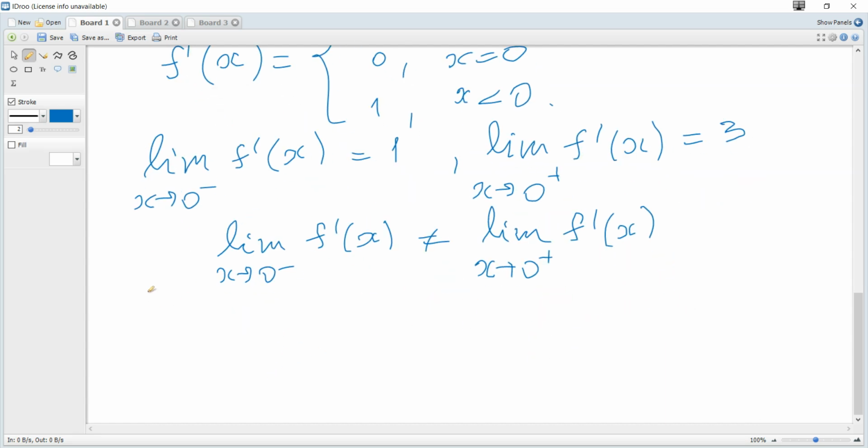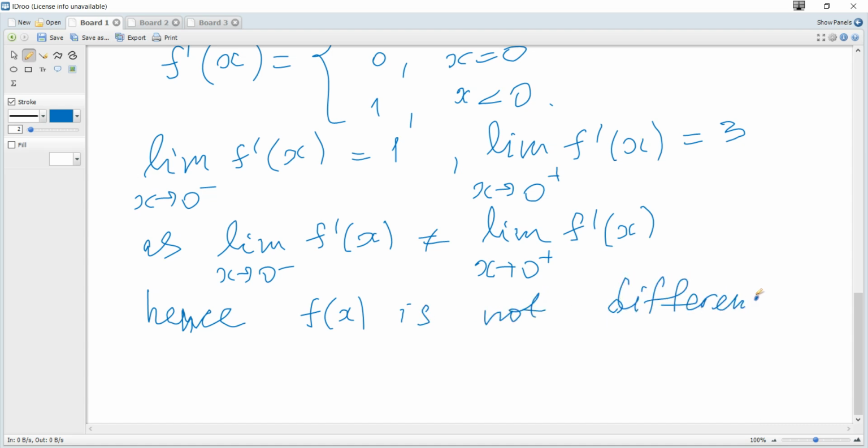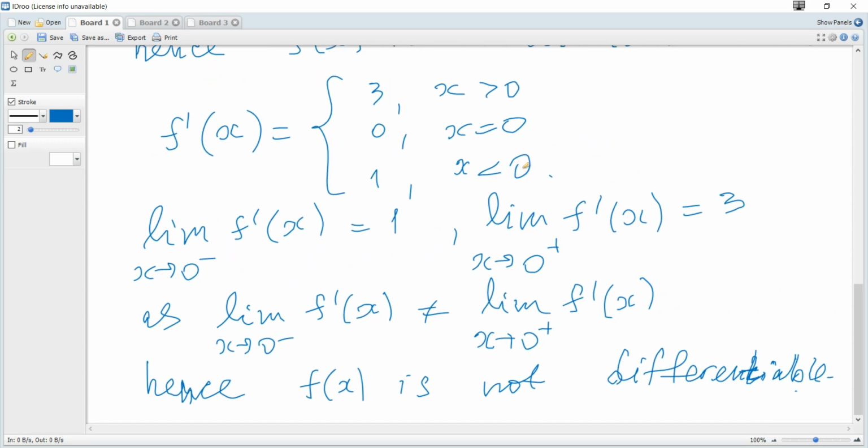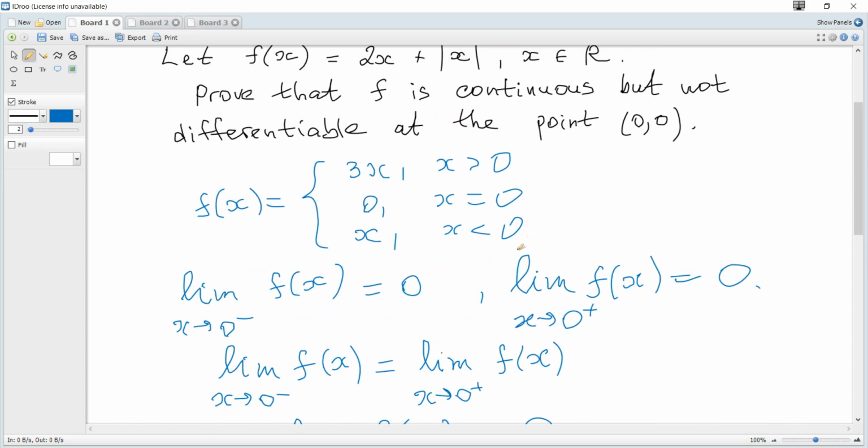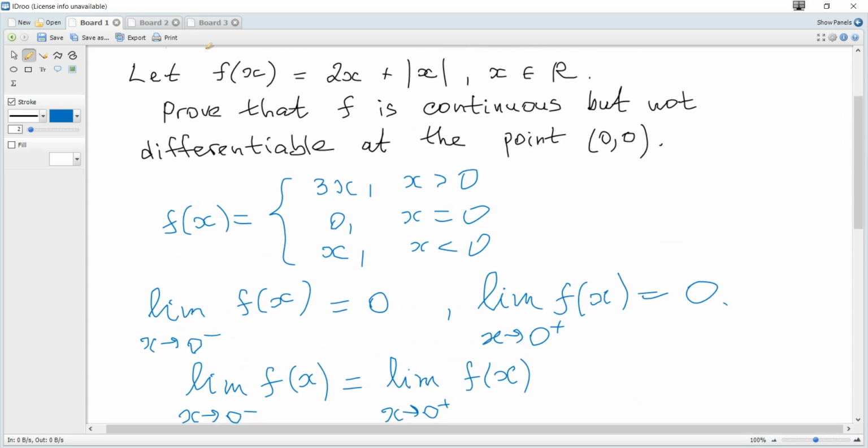So hence f of x is not differentiable. And that's all for this question.